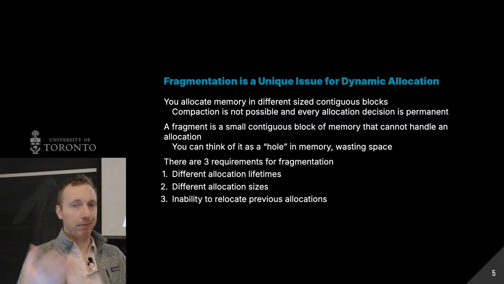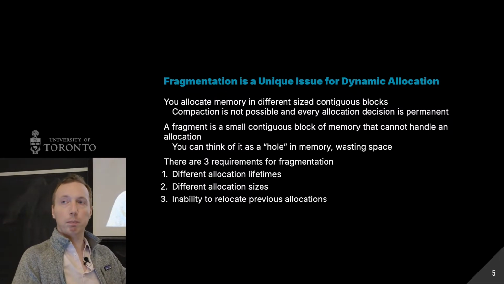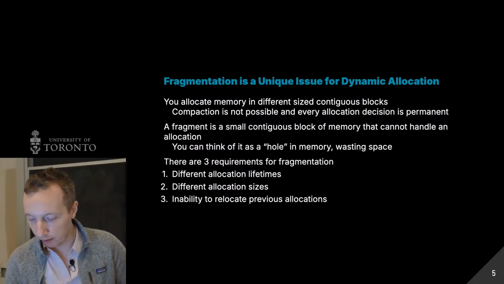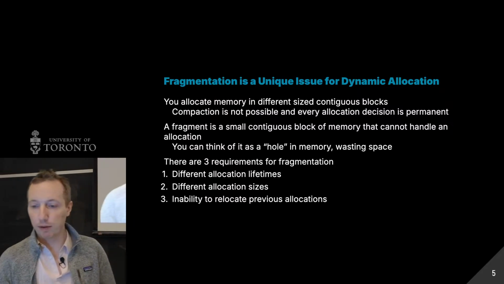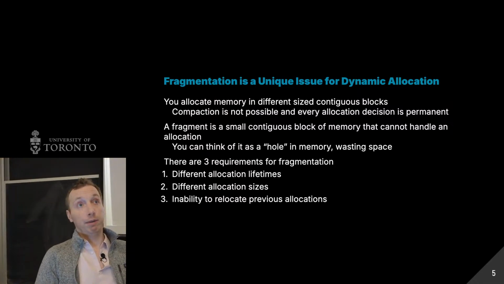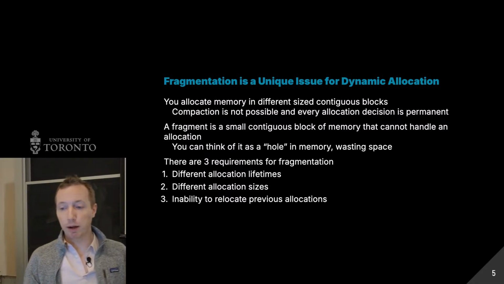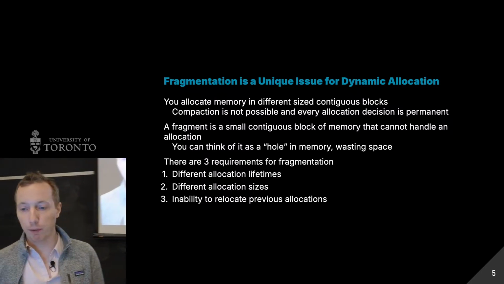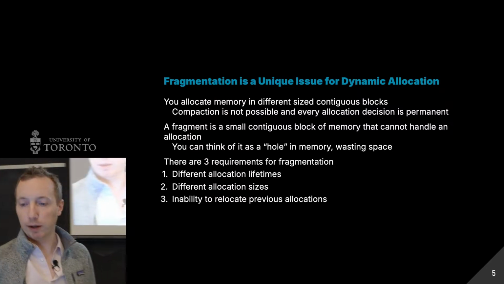If I had some unused space between two blocks of memory, I could actually move one block to be contiguous with the other block and move them all together. With malloc, though, we can't do that because the allocation decision is permanent until you actually free it. And again, a fragment is a small contiguous block of memory that cannot handle an allocation, so I can't use it to actually fulfill the request anymore. Think of it as a hole, wasted space, whatever you want to think of it as.